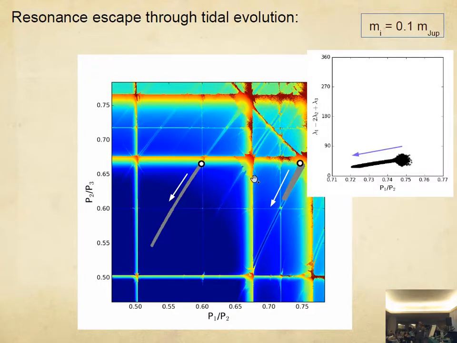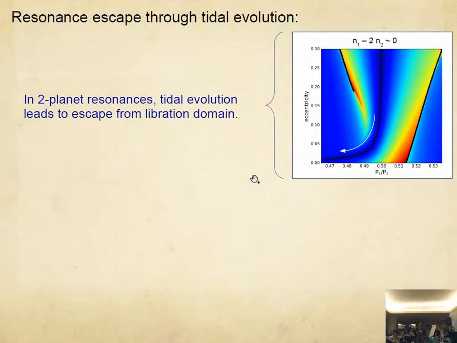And during all this process, the Laplace angles continue to vibrate. So you remain forever within the Laplace angle, even though you have ever more offset with respect to the two-planet commensurabilities. So why does that happen?